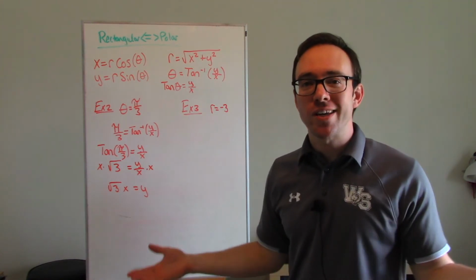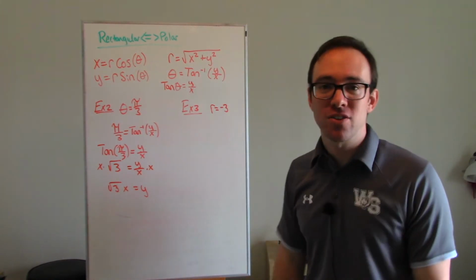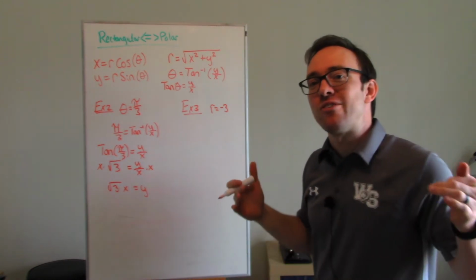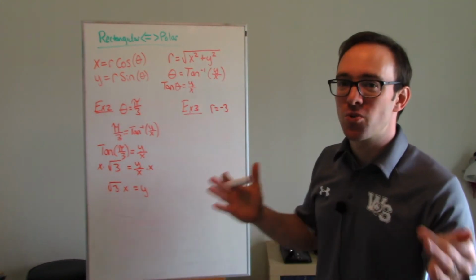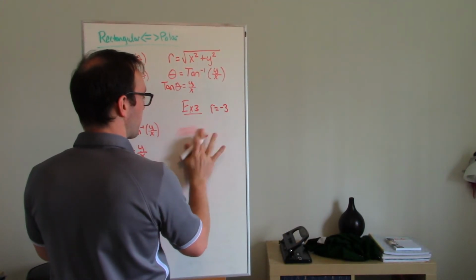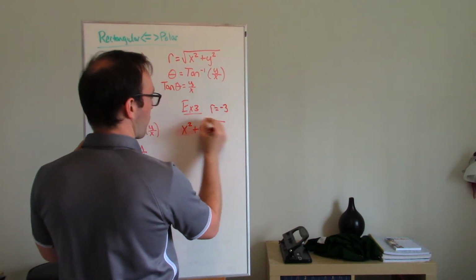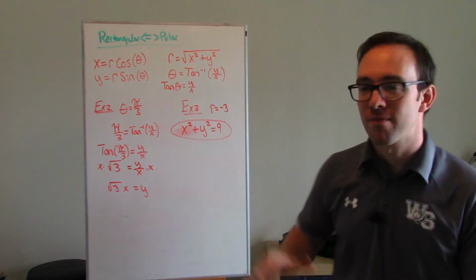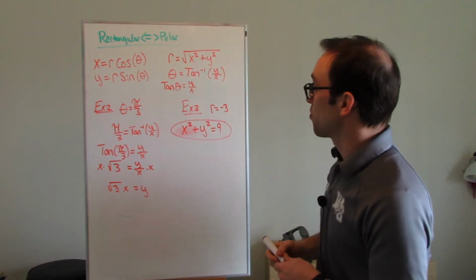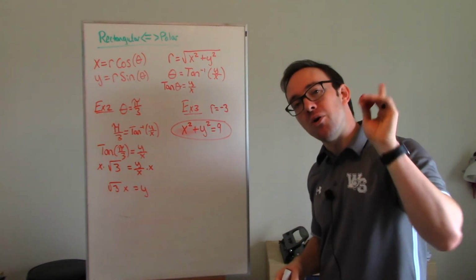And then for the last one, r equals 3, I think this one's even easier because all you're going to do is sub it into r equals the square root of x squared plus y squared. And with this one, watch this. That's it. x squared plus y squared equals 9. So when you think about this formula up here at the top, r equals the square root of x squared plus y squared.